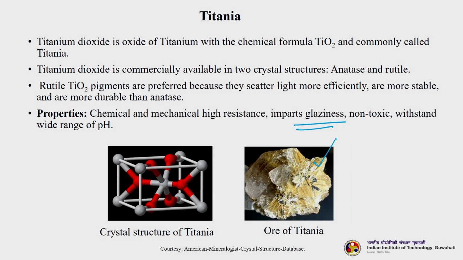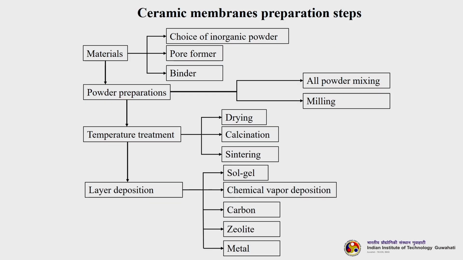You can see from this particular image the ore of the titania itself also looking so glazed, and for non-toxic environments this is used, and it can withstand a wide range of pH. So, this is the crystal structure of how titania actually looks like. Let us just quickly go through and understand how ceramic membranes are prepared. We will discuss this in future classes.